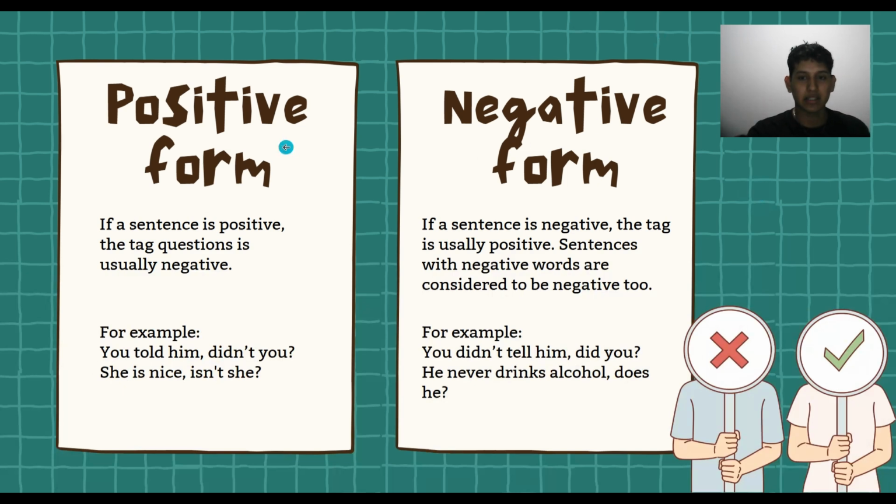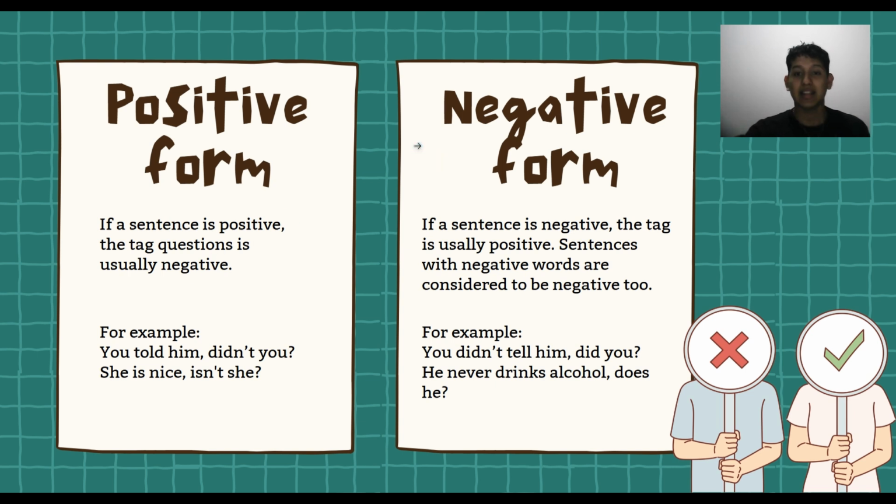Now let's see the positive and negative forms. Tag questions have these two possible forms, the positive form being the most basic, which is if a sentence is positive at the beginning, the tag question is usually negative. For example, you told, didn't you? She is nice, isn't she?